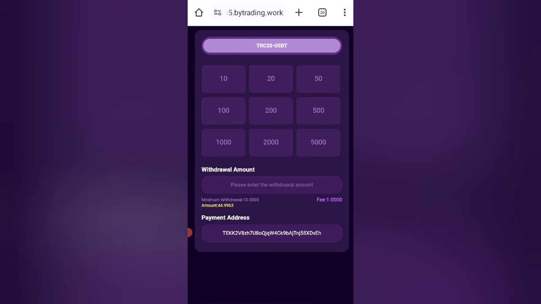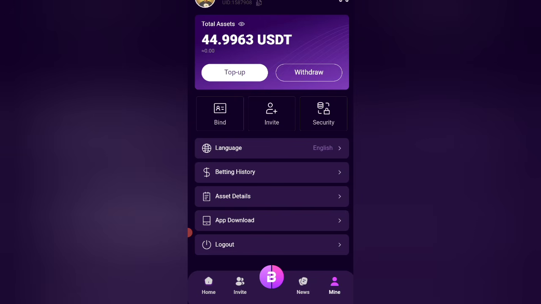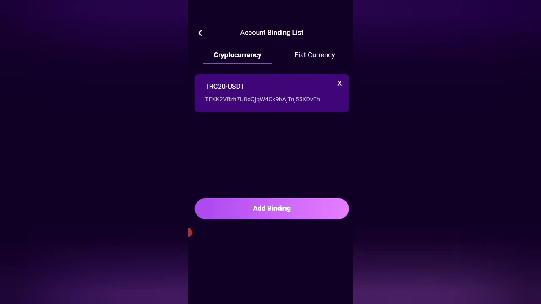Before withdrawal, I had bound my address, because this is not my first time withdrawing. I had added my receive address, the withdrawal address, to this platform. You are seeing bind, so you click on bind. Then this is where you add your withdrawal address, TRC20 USDT. You just go to the exchange or app that you want to use for withdrawal, copy the TRC20 USDT address and paste it here. Then you click on add binding. That's how to permanently bind your receive address.